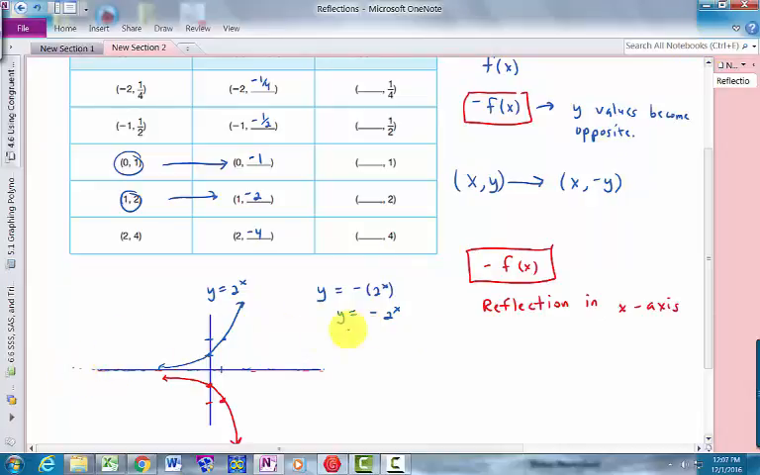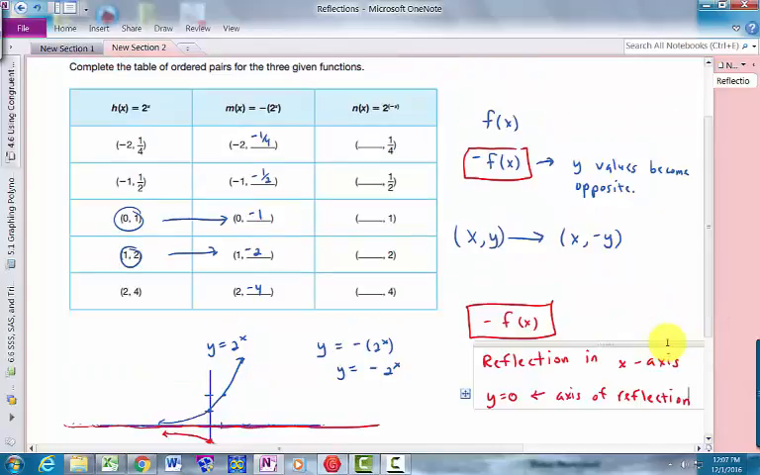When we say that there was a reflection in the x-axis, that means that this is the line of reflection right here, right? So you need to know the equation of that horizontal line. Recall that the equation of this horizontal line is y is equal to 0. Okay, so this is called the axis of reflection. So you really should know the equation of that. That's kind of important.